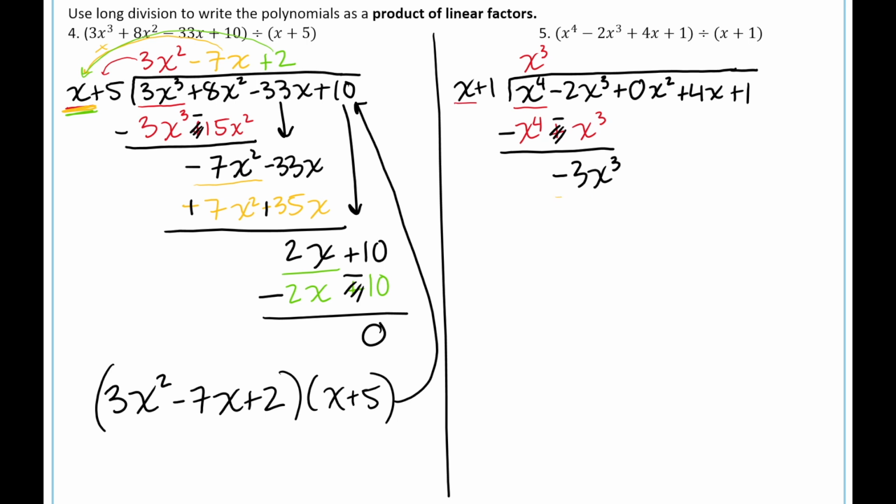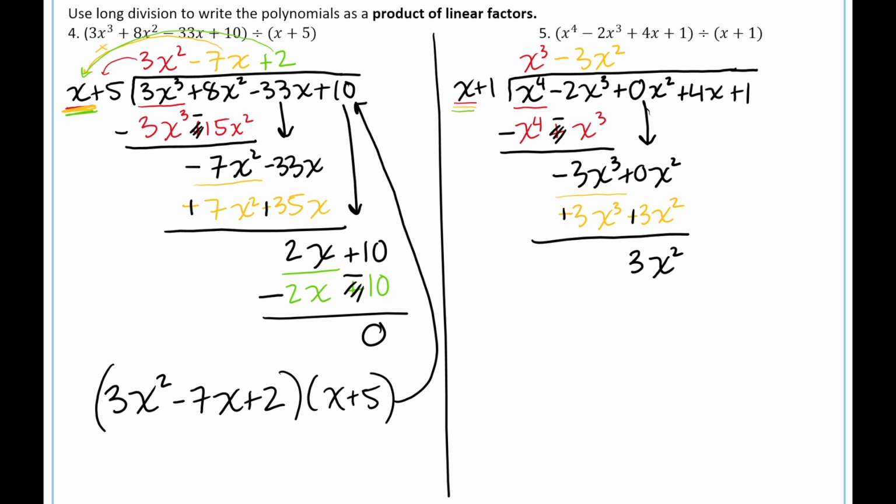Time to start over. Negative 3x cubed divided by x is negative 3x squared. I'm going to go ahead and multiply by my outside term. I get negative 3x cubed minus 3x squared. Now when I subtract, I have that 0 x squared term to use for my subtraction. So I'll change the signs, add them together. I end up with 3x squared.